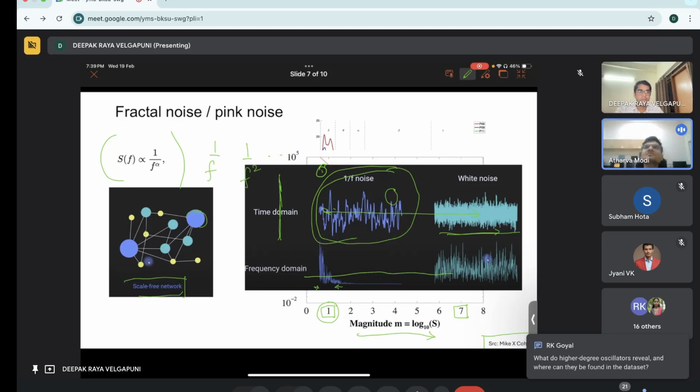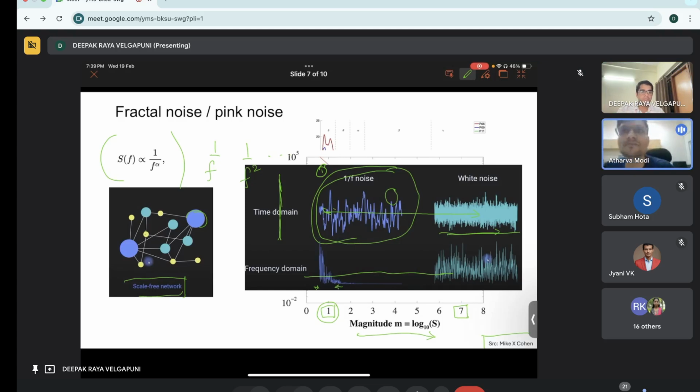There are some questions. Can you please read once? So, one question is: what are oscillators in the brain? Are they a group of neurons firing at a particular rate?